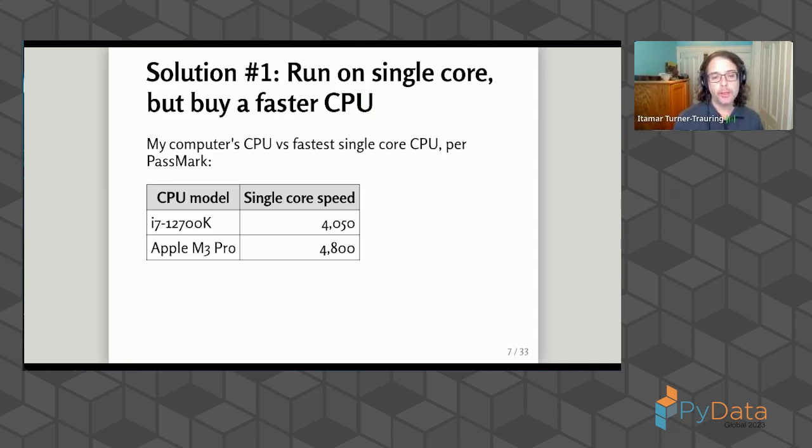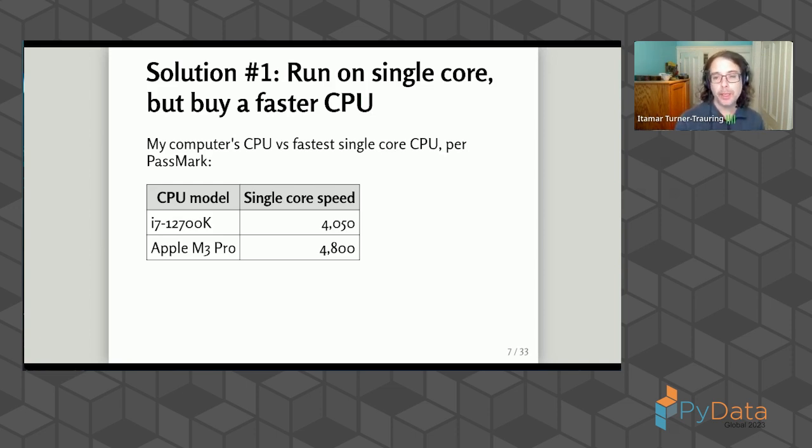In their database, the fastest single core CPU, that is a single thread speed, is that recently released Apple M3 Pro. It's 4800 compared to 4050 for my CPU. So it is basically not possible to buy a CPU that is much faster than this on single core speed. You just can't. It doesn't matter how much money you have.